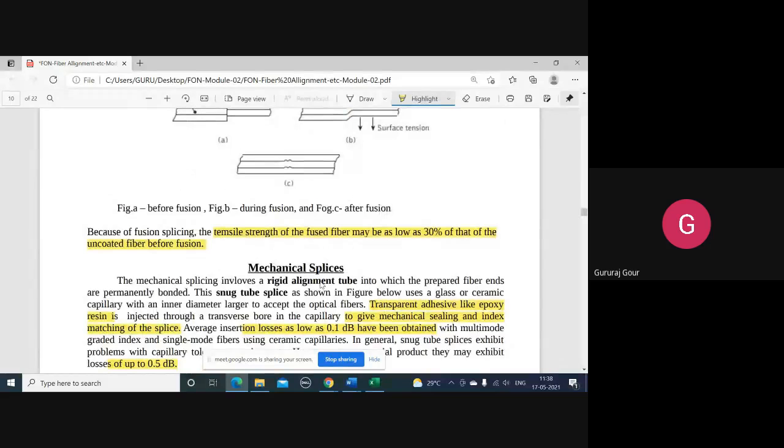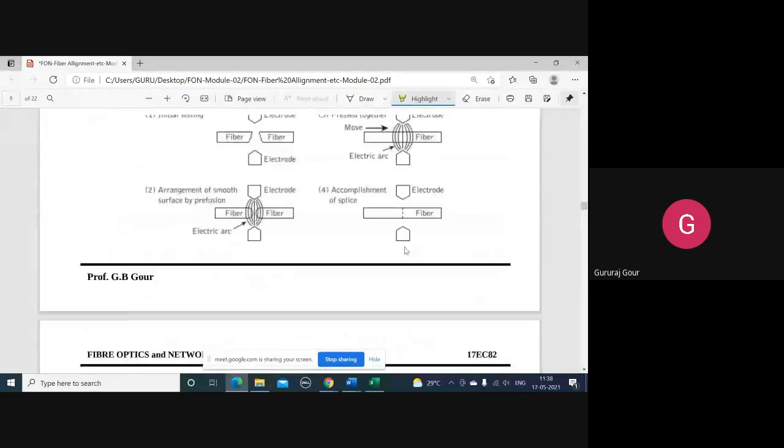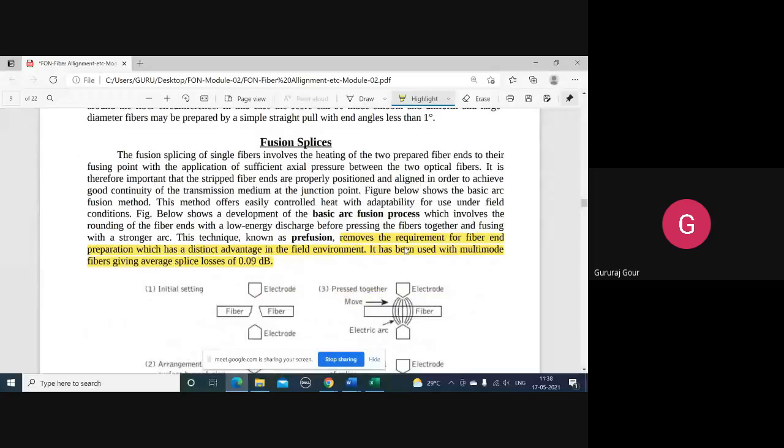While doing the fusion splicing, the fusion we are doing with the help of the electric arc, 30% of the tensile strength of the fiber will be lost. We are losing it by heating, compared to the original two fiber ends. So this much you should know as far as fiber splices are concerned, the fusion splices, the first type.